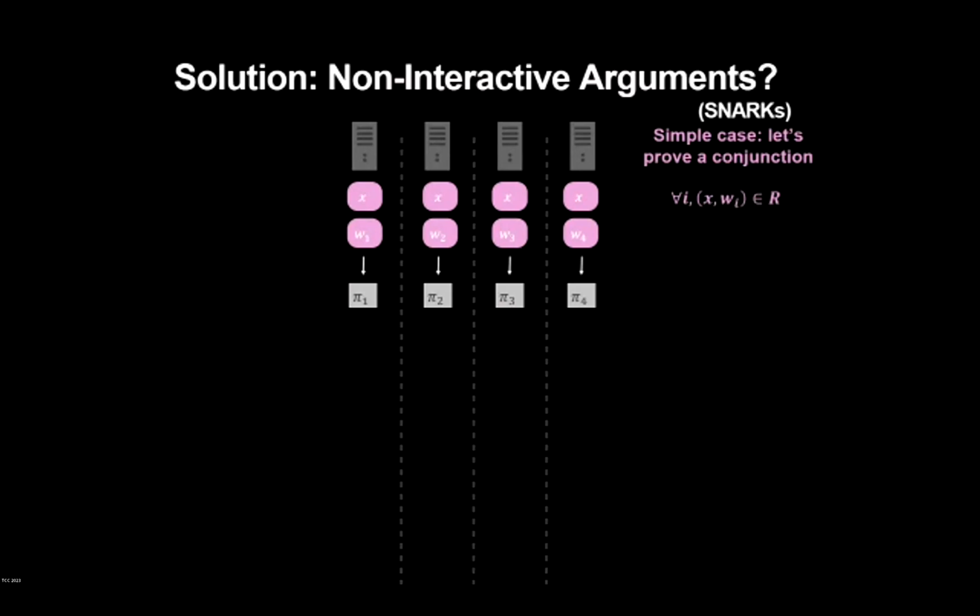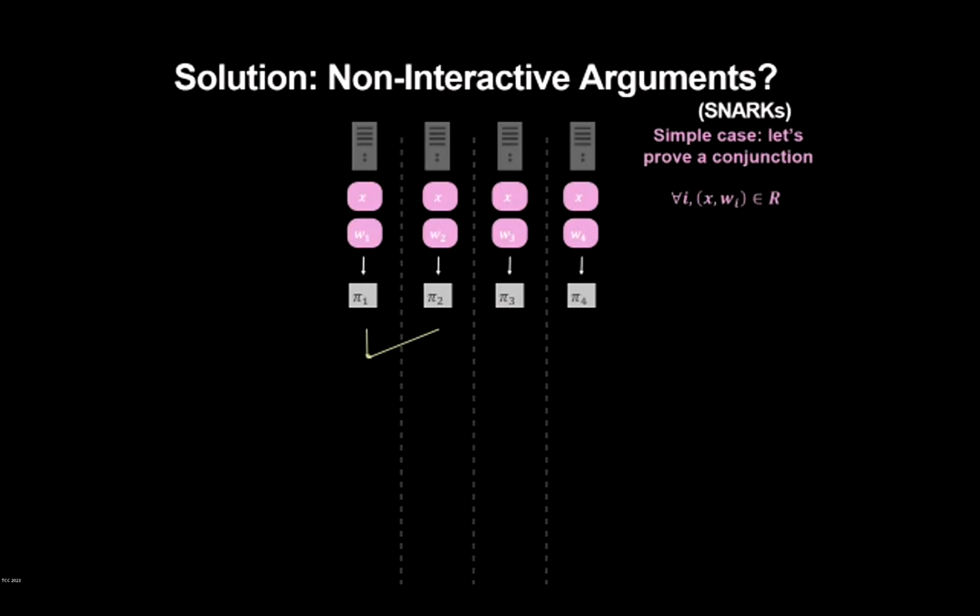And just for the sake of argument, let's say that these are extremely succinct. Let's say that they're completely independent of the witness size. So now we have this. What we can do is, let's say that prover 2 sends its proof pi2 over to prover 1. So now prover 1 has proofs proving term 1 and 2 are true in the conjunction.